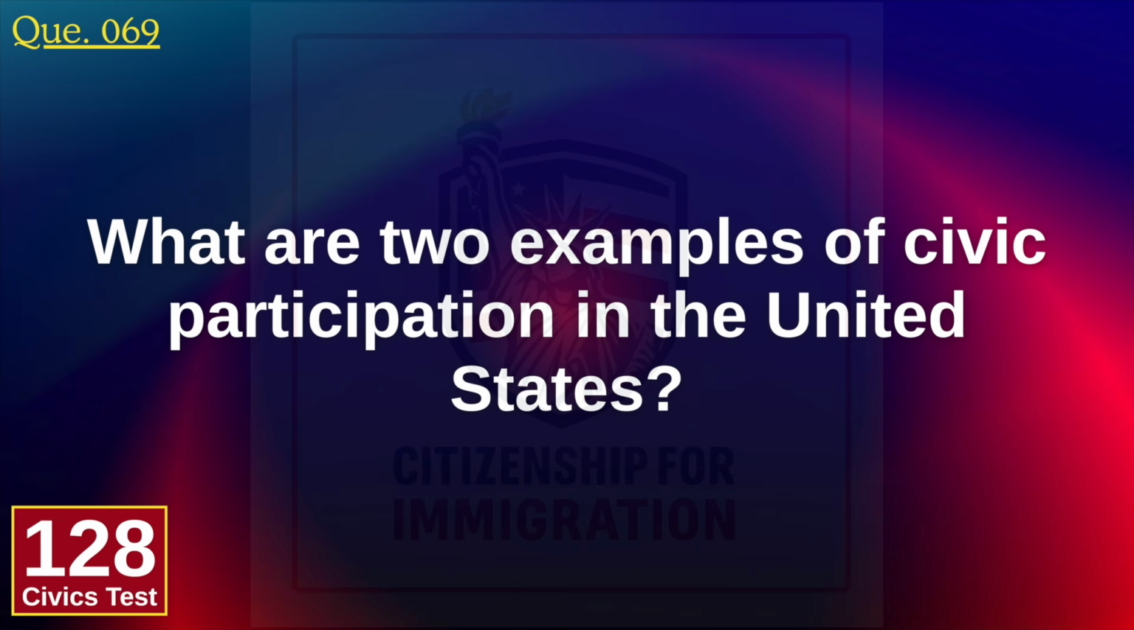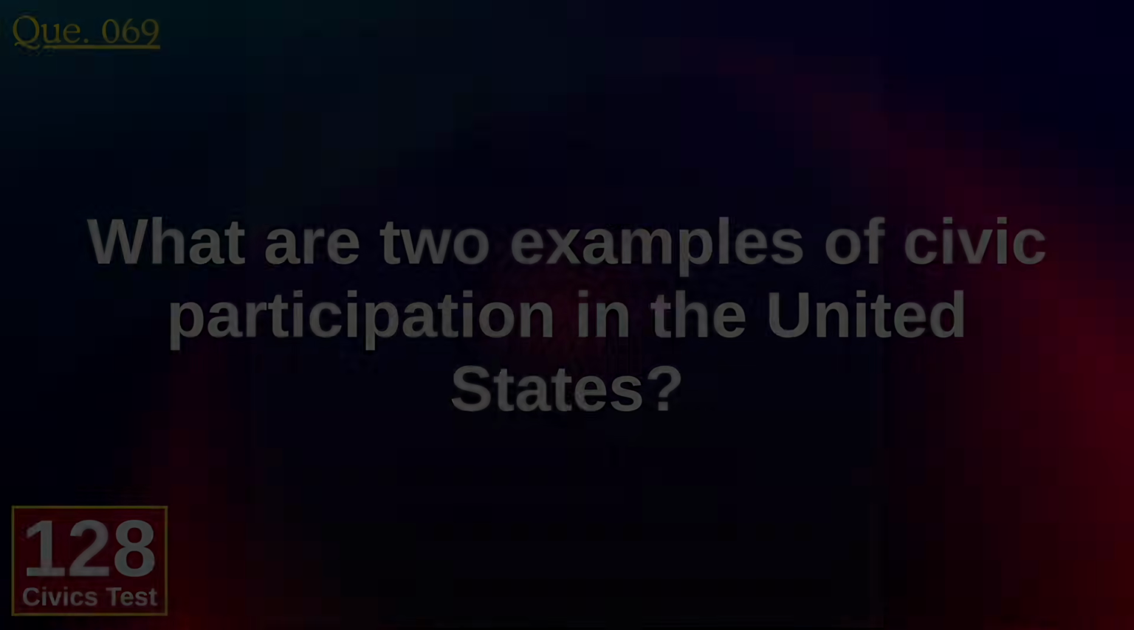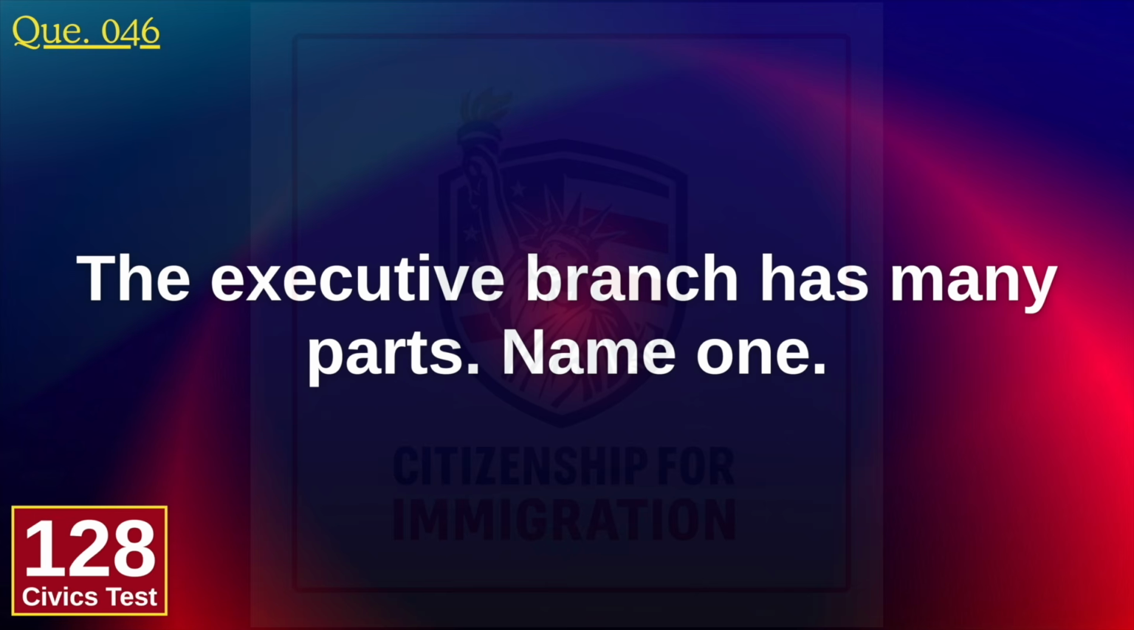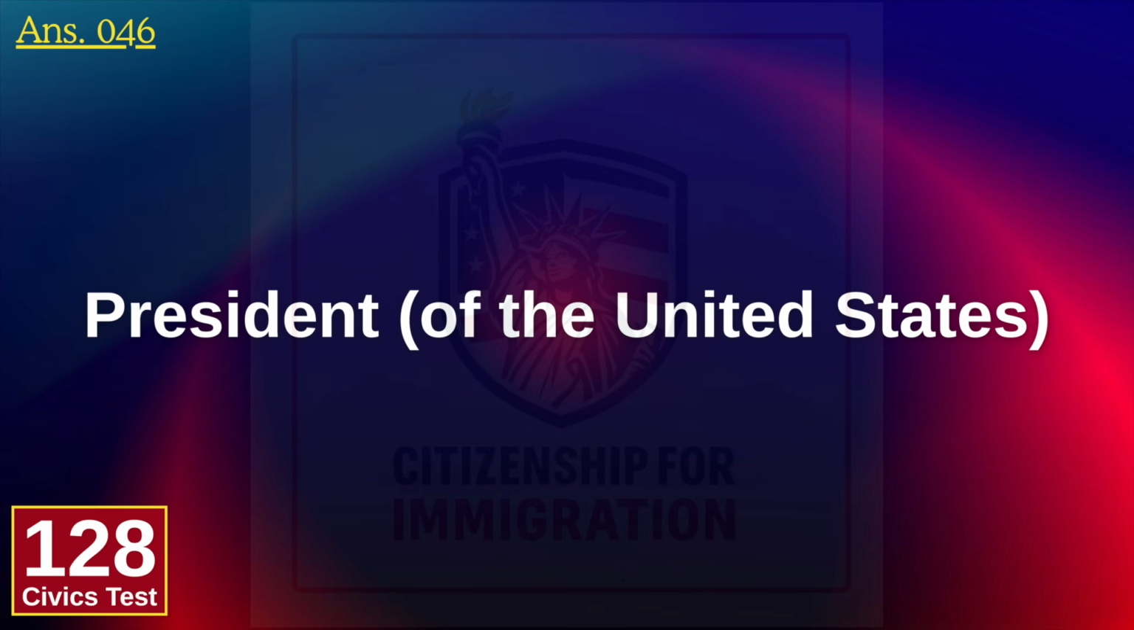What are two examples of civic participation in the United States? Vote. Join a political party. The executive branch has many parts. Name one. President of the United States.